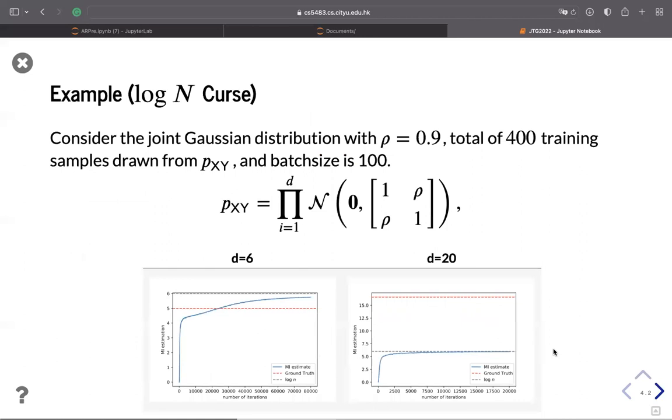For example, if we consider the joint Gaussian distribution with rho equal to 0.9, and we have 400 training samples, we can see that the MI estimate of InfoNCE always converges to log n, no matter what the direction is.